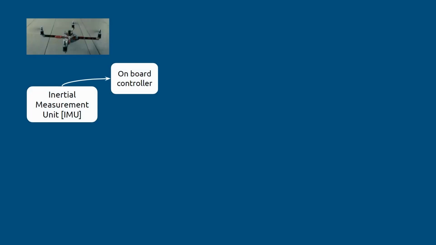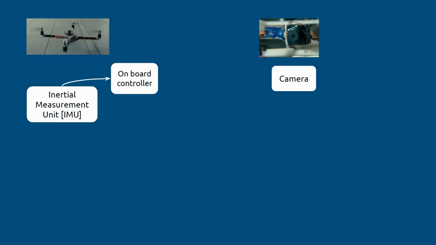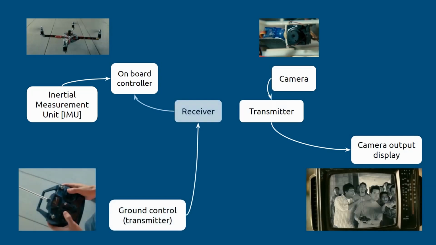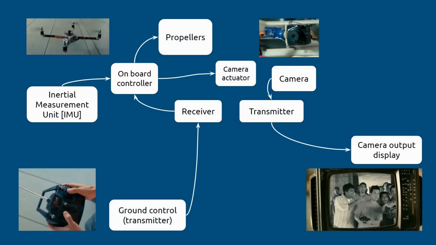Apart from the IMU, we have a camera sensor on the drone that is transmitting the output of the camera to the display on ground. The onboard controller is also receiving instructions from the remote controller, and based on those instructions it is driving the propellers, and it is also sending the respective commands to the camera actuator.